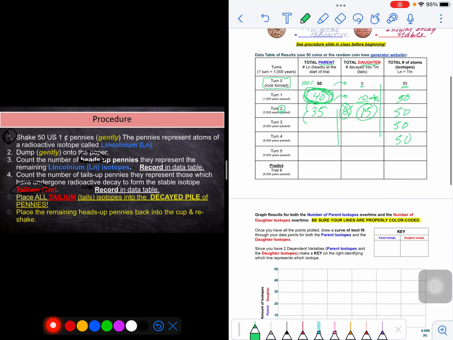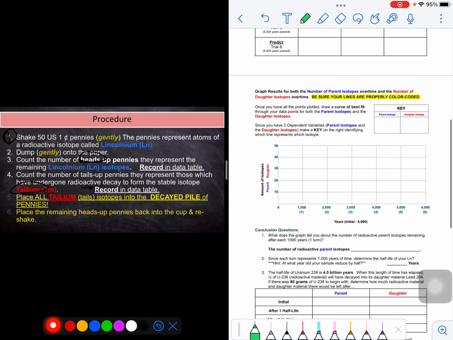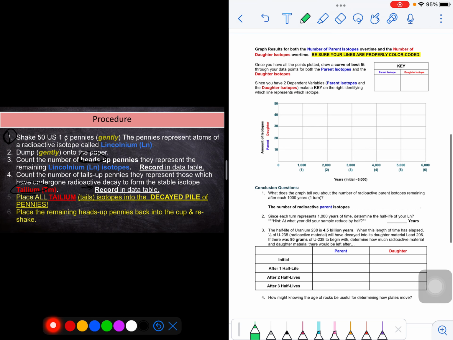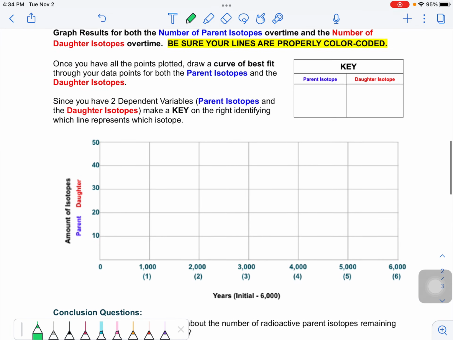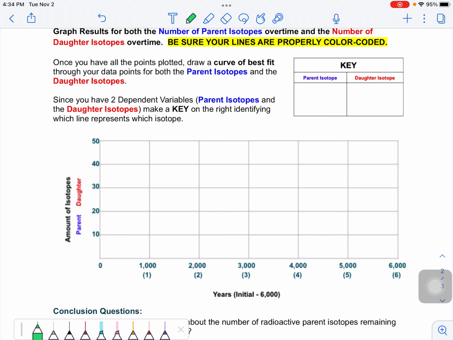If you don't have coins at home, there's a link right here to a generator website. It's just not as effective. It'd be great if you could use 50 coins, any coins. Once you have your data set, then you're creating 2 graphs. One line showing the parent material, and you can do that in blue, and one line showing the daughter material, you can do that in red.